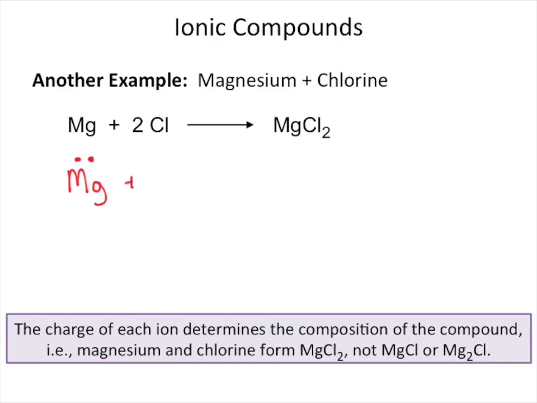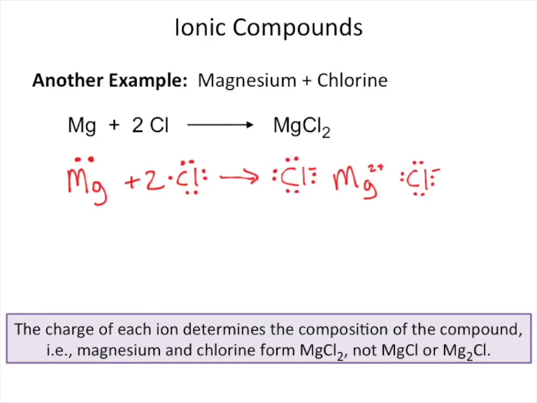And then you're going to add to it 2 chlorine atoms. Now each chlorine atom will have 7 valence electrons. And then after the reaction, the magnesium is left with no valence electrons, and since it lost 2 electrons, it becomes a 2 plus ion. Now each one of those chlorines gains an electron and is left with 8 valence electrons. And that's how you would do this problem.